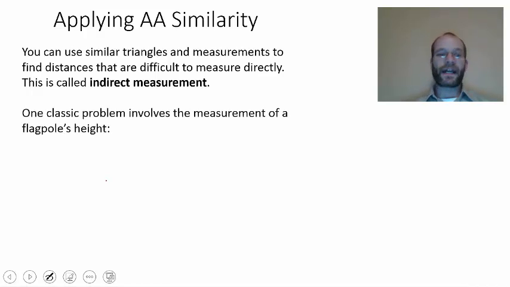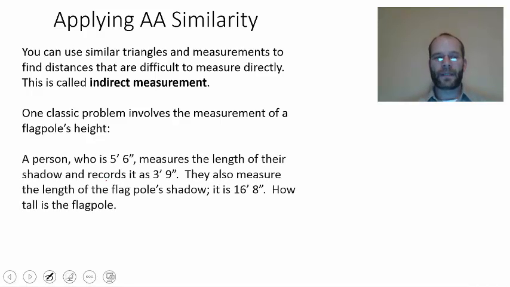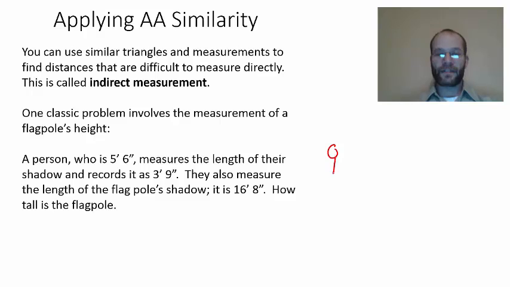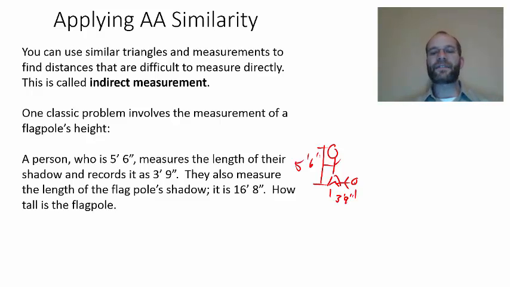One classic problem involves the height of a flagpole. Here's the problem. A person who is 5 feet 6 inches measures the length of their shadow and records it as 3 feet 9 inches. So we have a person, forgive my drawing skills, and the person is 5 feet 6 inches. That's this height here. And their shadow on the ground is 3 feet 9 inches. They also measure the length of the flagpole shadow. So we have a flagpole, and it has a shadow. And they measure the shadow, and the shadow is 16 feet 8 inches.